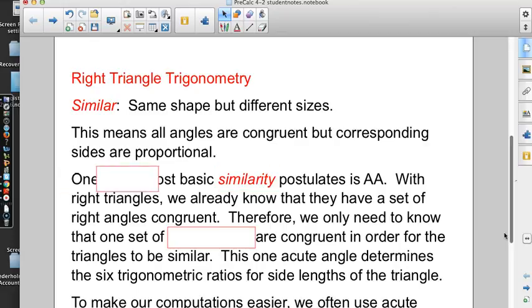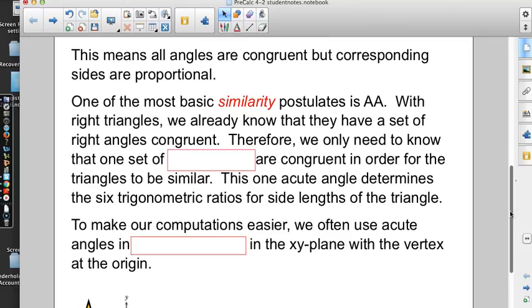One of the most basic similarity postulates was angle-angle. What that said was, if you knew that two triangles had two sets of corresponding congruent angles, you could automatically know that they were similar. That's because every triangle has 180 degrees. So if they already have two angles that are the same, the third one automatically has to be the same by subtracting from 180. Therefore, we only need to know one set of acute angles are congruent in order for the triangles to be similar.